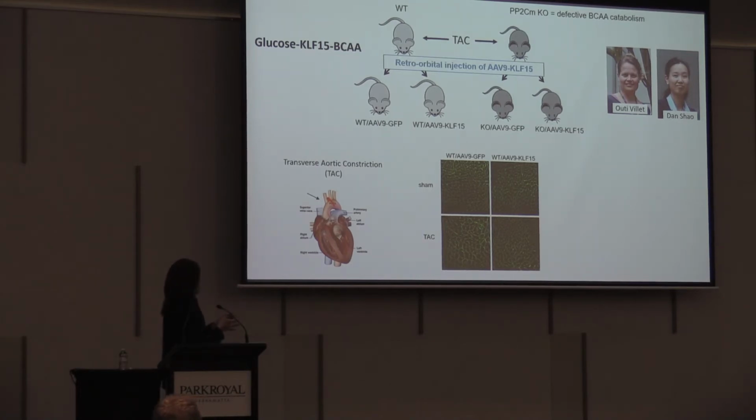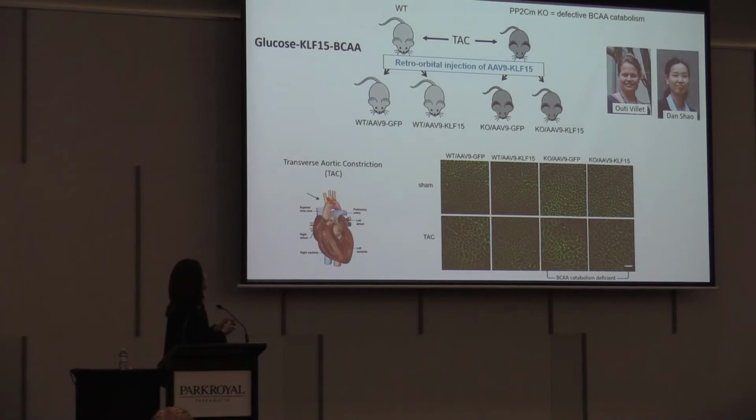That doesn't totally prove our hypothesis yet. What's really important is in the mice that are defective in BCAA catabolism. If our hypothesis is correct, KLF15 cannot rescue, because downstream of KLF15, the BCAA catabolism pathway is dead. And to our pleasure, it is true that we don't see the reduction in myocyte hypertrophy in the mice that have a defect in BCAA catabolism.